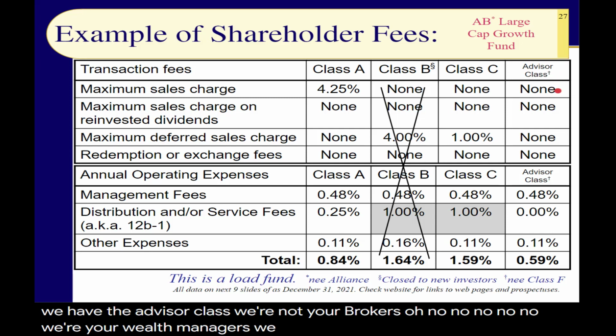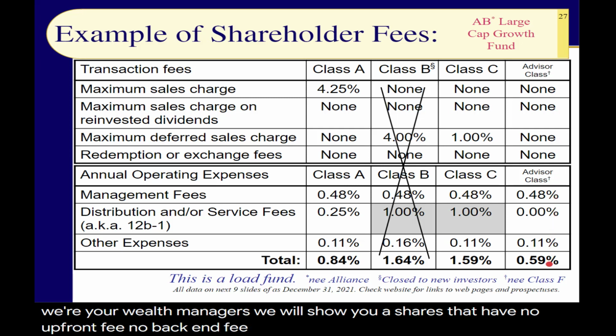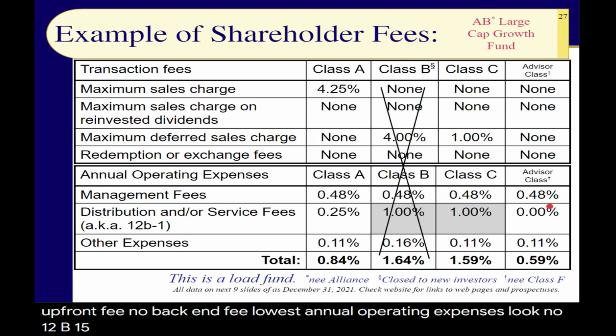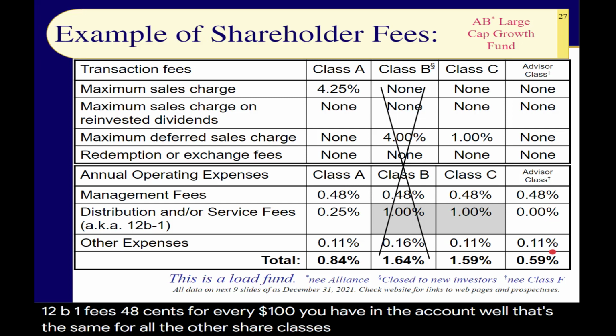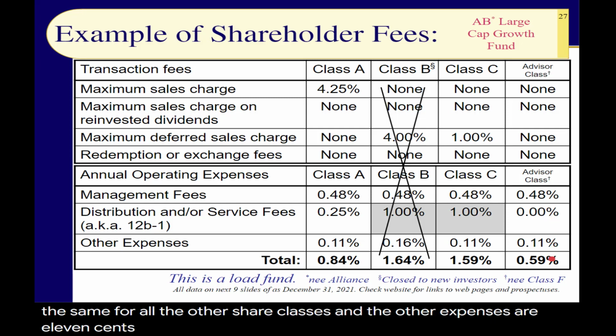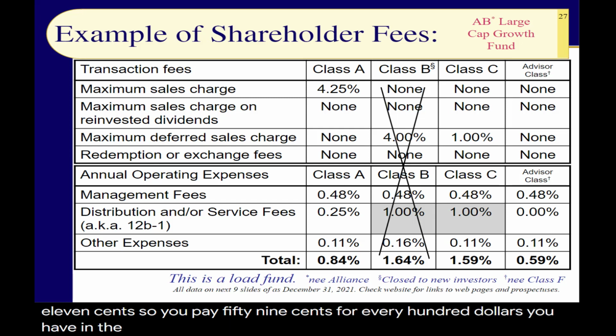We will show you shares that have no upfront fee, no back-end fee, lowest annual operating expenses. Look, no 12B1 fees. 48 cents for every $100 you have in the account. Well, that's the same for all the other share classes. And the other expenses are 11 cents. So you pay 59 cents for every $100 you have in the account.